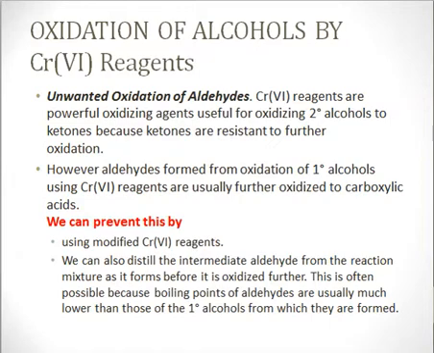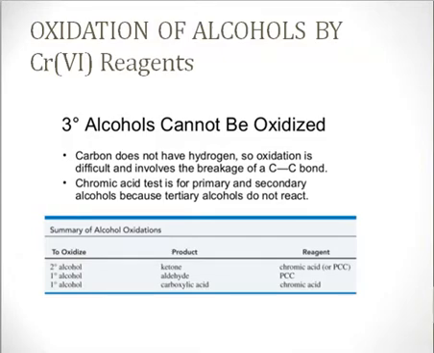The second way is that we can distill the aldehyde as soon as it is formed. Aldehydes are normally volatile and have lower boiling points than alcohols, so when aldehydes are formed, they boil quickly and can be distilled off immediately. So if you want to get the aldehyde from a primary alcohol and continue with chromium 6 reagents, you can distill the aldehyde which is formed as an intermediate in this reaction. Otherwise, the better option is always to go with a modified chromium reagent.